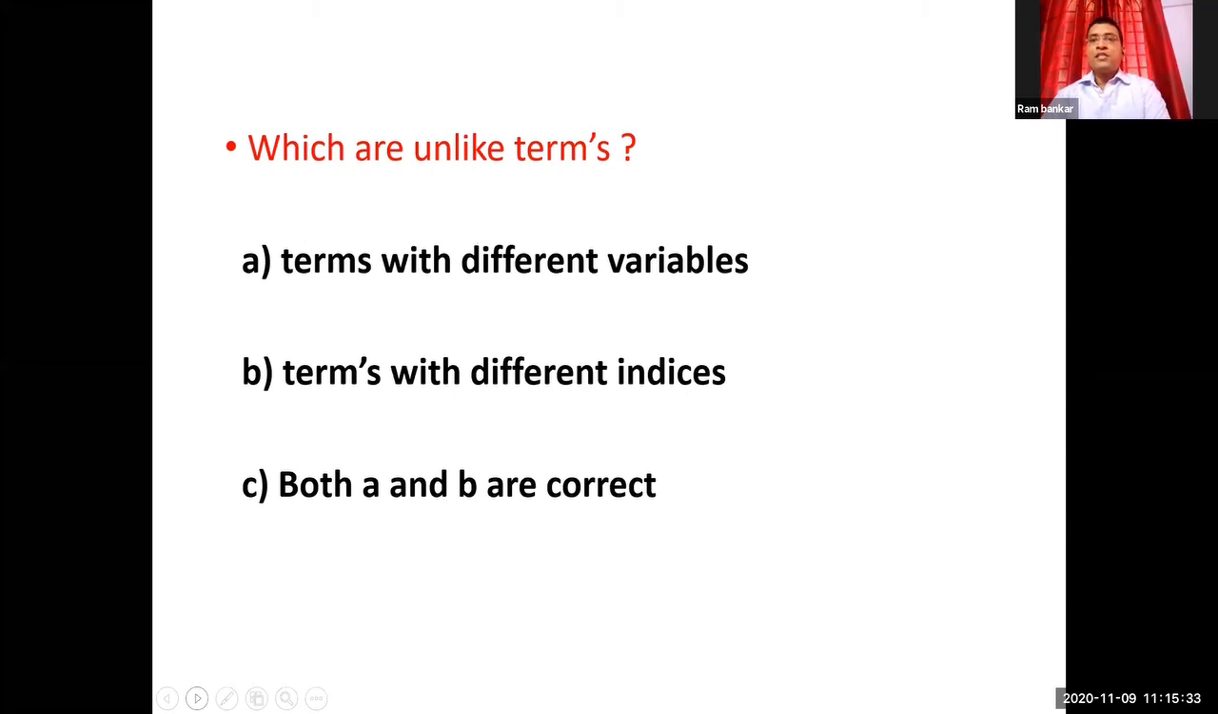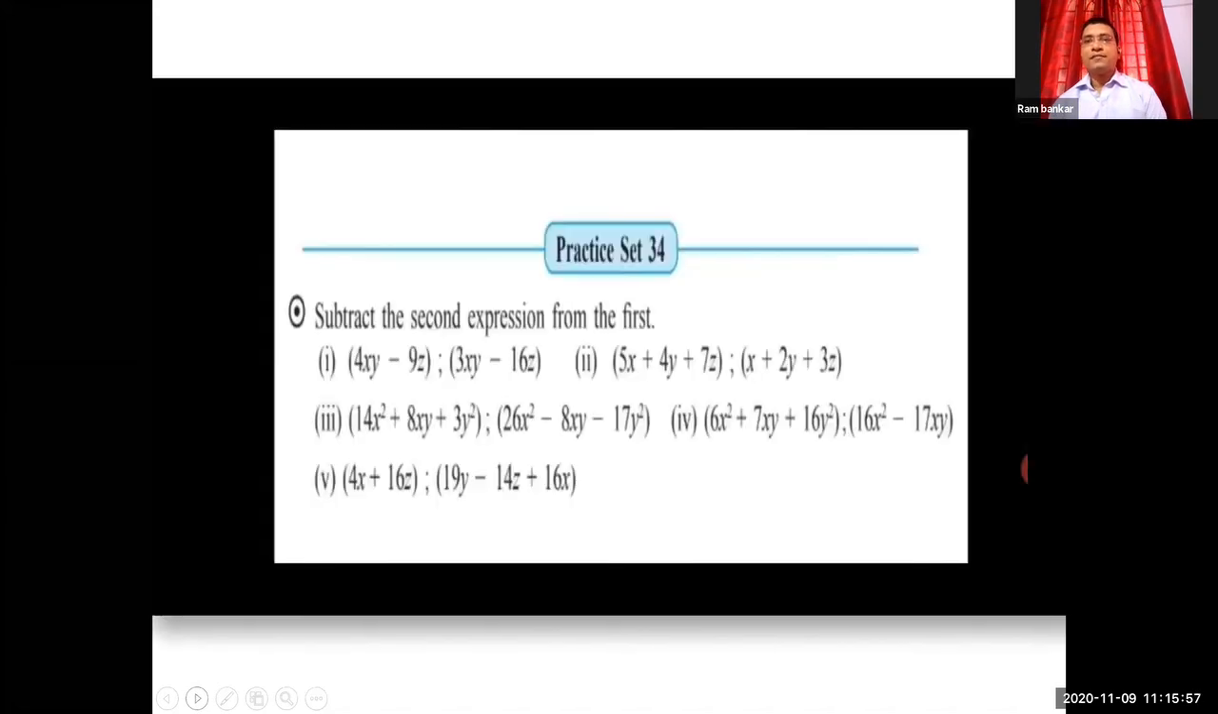And C, both A and B are correct. Give me your answer. Yes, option C, both A and B are correct. Why? Because terms having different variables are unlike terms, and terms having different powers are also unlike terms. So both A and B are correct options. Very good answer. Look at the next slide.